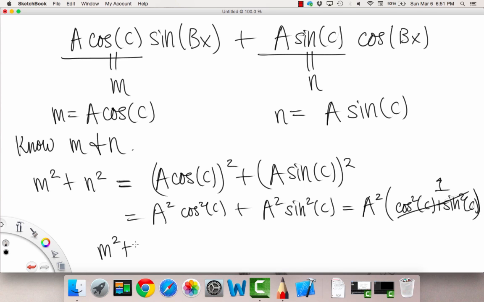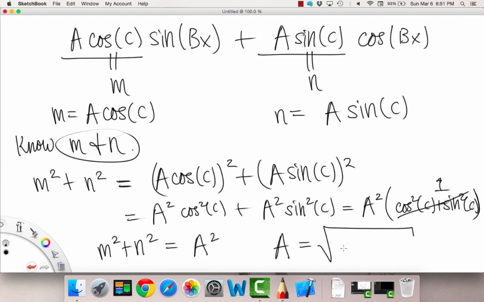Alrighty? So we have something that looks like this. M squared plus n squared is equal to a squared. Okay? So basically we can find our amplitude just by knowing m and n. An amplitude is equal to the square root of m squared plus n squared. Okay? So that takes care of a. Good on that. Now let's figure out what our c is. Let's do that on the next slide.